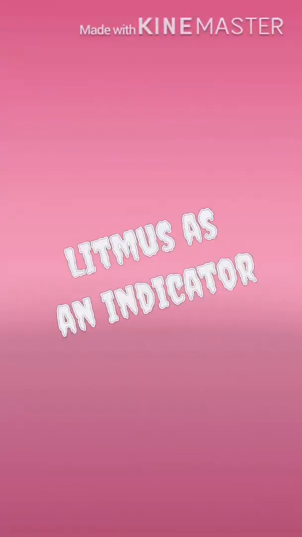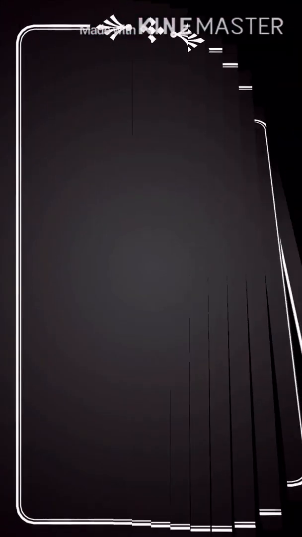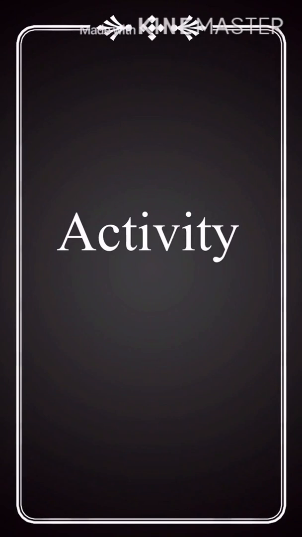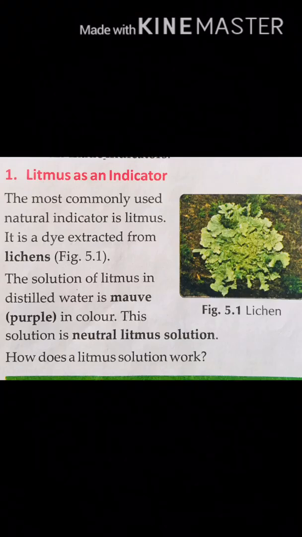As in the previous lecture, we have learnt about turmeric as an indicator, how turmeric is used to check whether a solution is acidic, basic or neutral. Similarly, today we will learn about litmus as an indicator. Also, we will perform an activity to find the nature of a given solution using litmus paper. The most commonly used natural indicator is litmus.